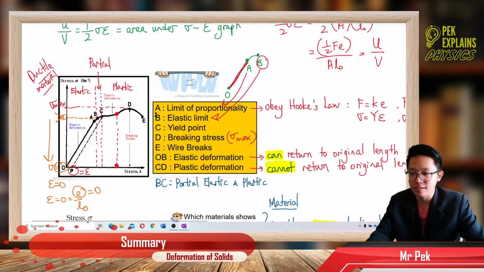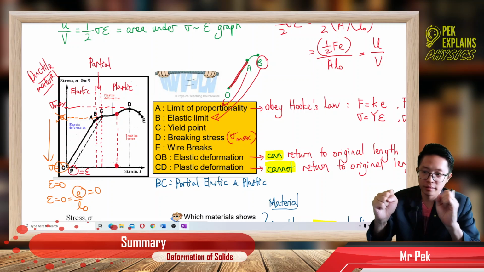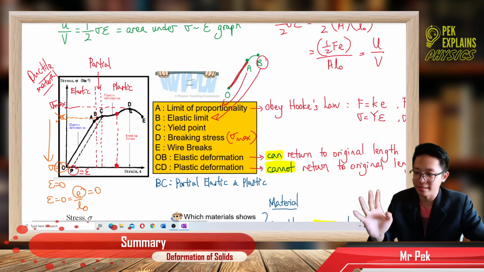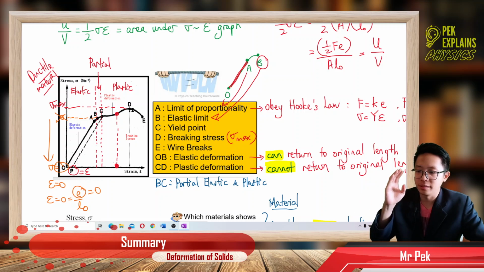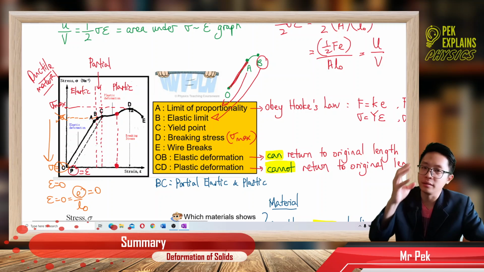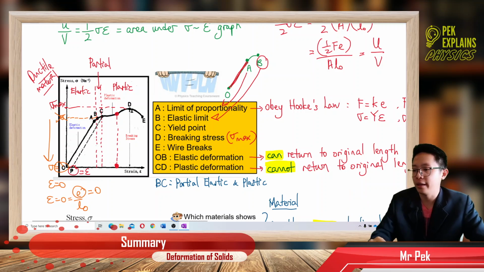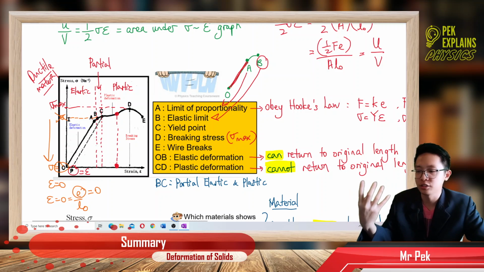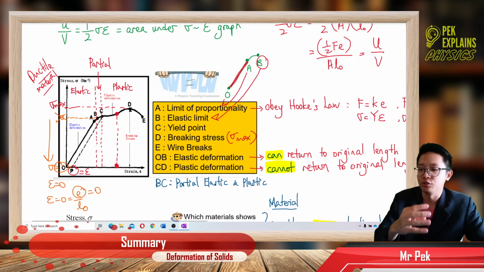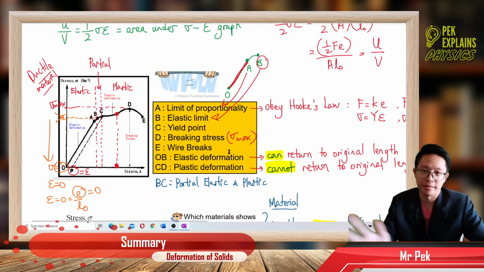After the breaking stress, after the maximum stress, you can see the wire cannot stand the stress anymore. The wire will continually elongate, and it cannot stand any higher stress. The stress it can stand will drop until it breaks. Until point E, it breaks.